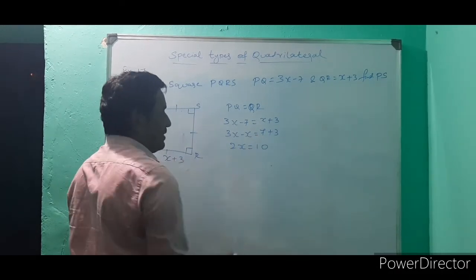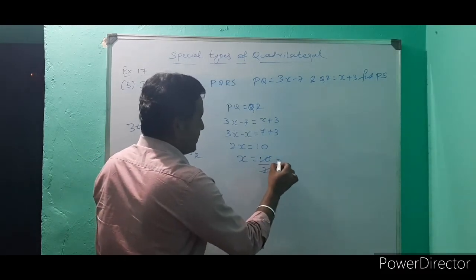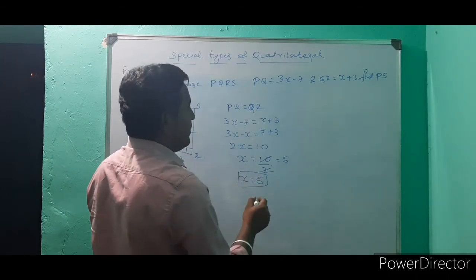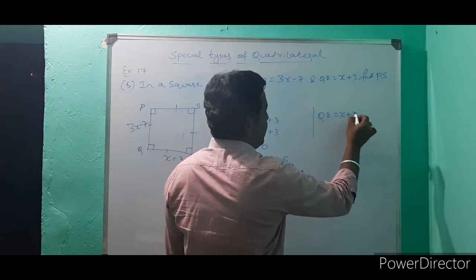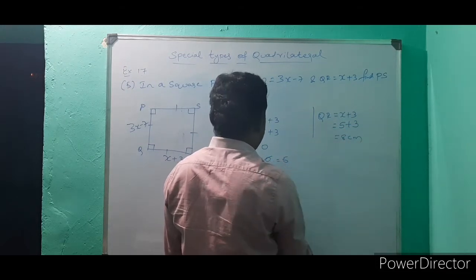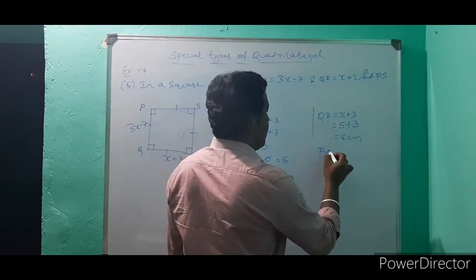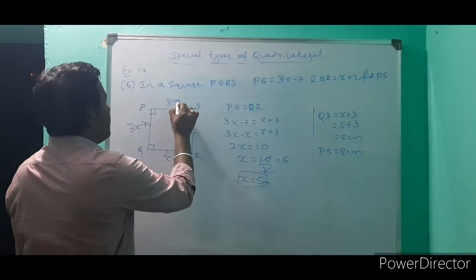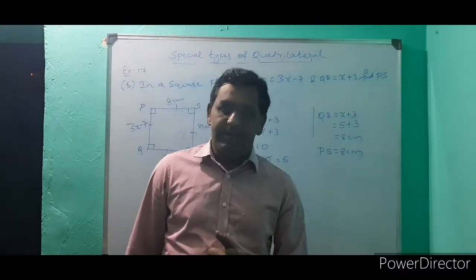2x is equal to 7 plus 3, which is equal to 10. X is equal to 10 divided by 2. 2 ones are 2, 2 fives are 10. So the x value is how much? 5. So you can substitute in the QR length x plus 3, that is 5 plus 3 is equal to 8 centimeter. So if QR is equal to 8 centimeter, it means PS is also 8 centimeter, because in a square all the sides are equal.